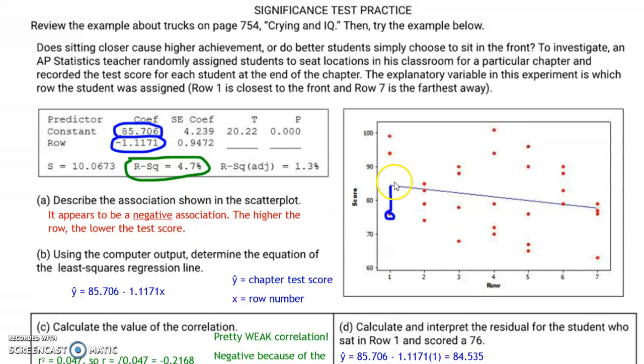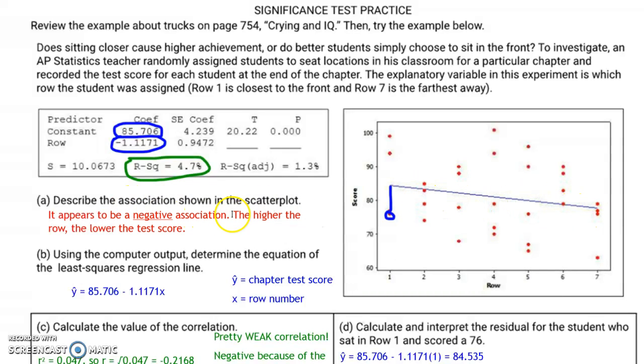It appears to be a negative association. It asks for the association. If it asks us to describe the scatter plot, we would need 4 different things. We'd need the direction, the form, the strength, and of course any outliers, but it doesn't ask us to do that, just the association. And it appears to be a negative association. That slope looks like it's negative.